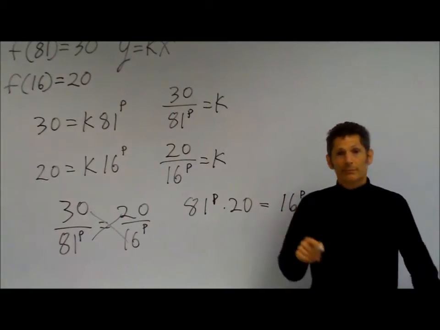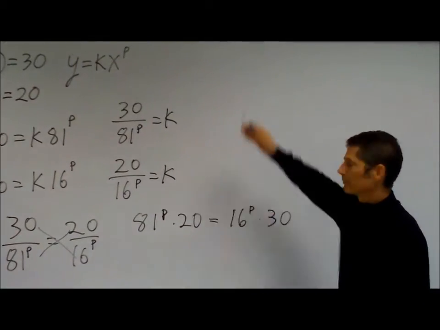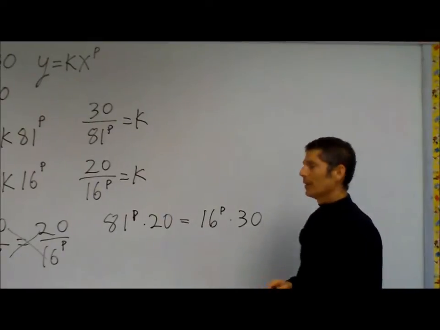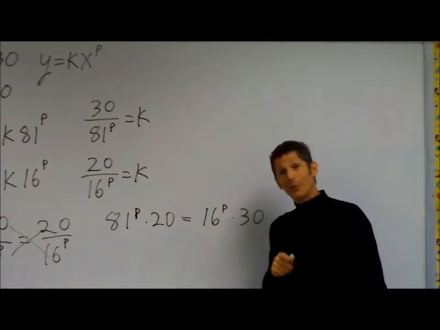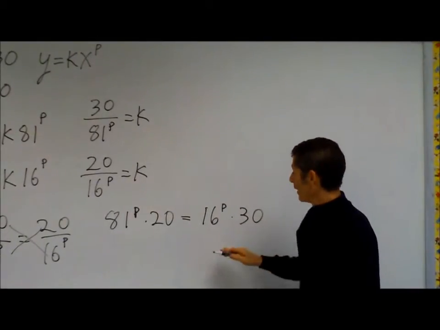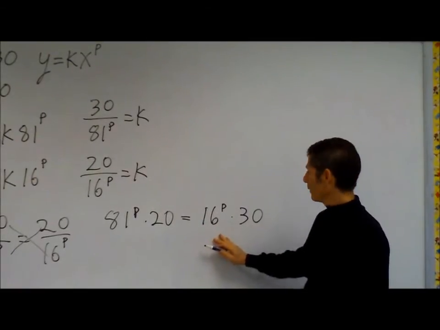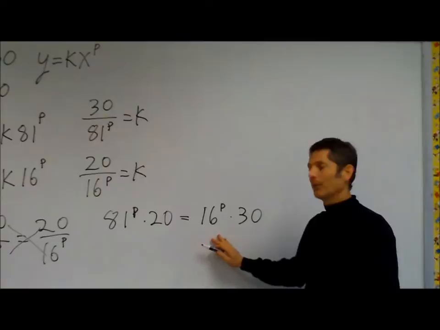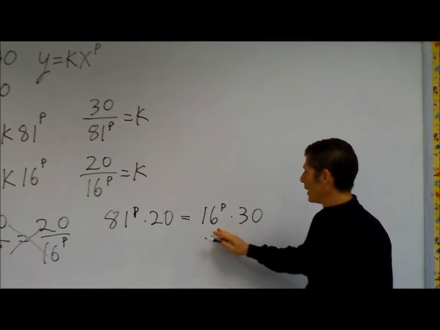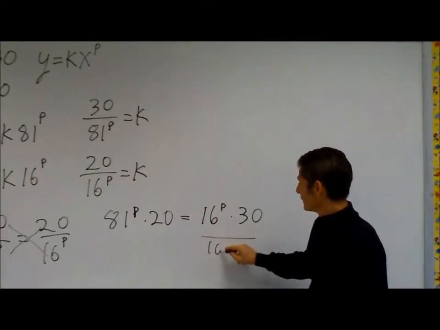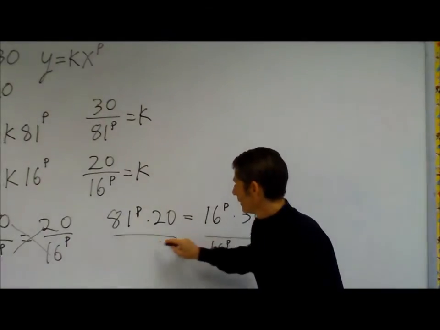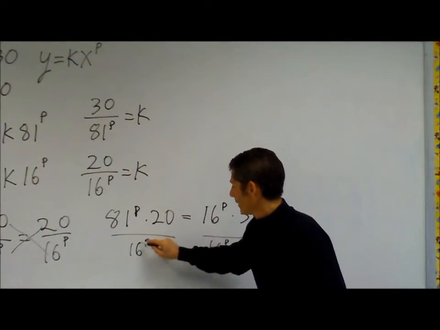Beautiful. Why don't you just rewrite that up in that beautiful open space? Because otherwise you're going to get everything smushed. You're absolutely right. But I'm going to do one thing at the same time. I want my variables on one side. So why don't I divide both sides by 16 to the p? I'm seeing where you're going. Very nice.